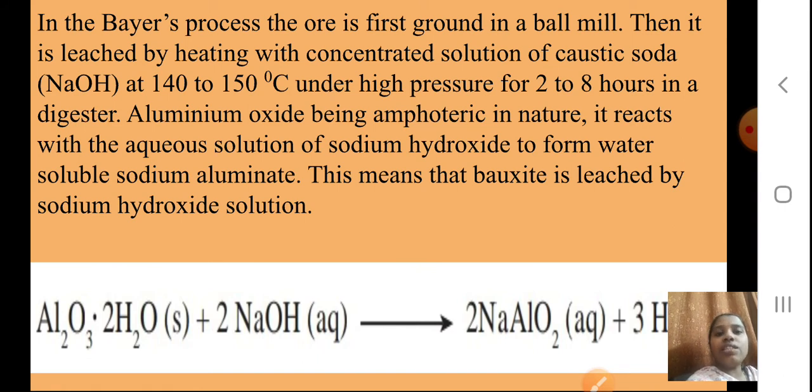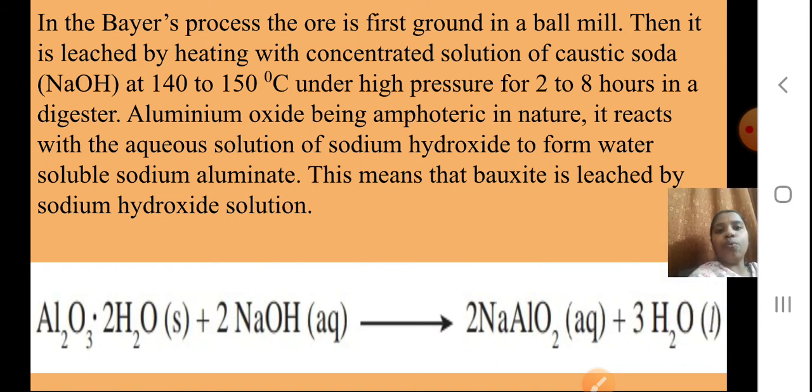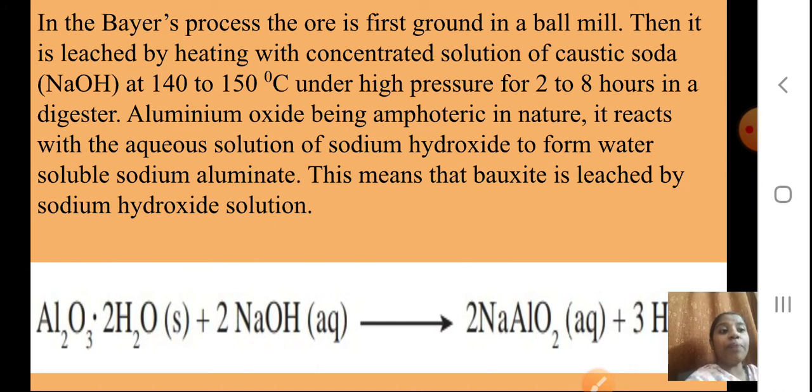Okay, so you can see here Al2O3.2H2O. We are taking 2H2O plus 2 NaOH, which will give you 2 NaAlO2 plus 3H2O. You are going to learn the reaction by heart. Students, write and practice it.